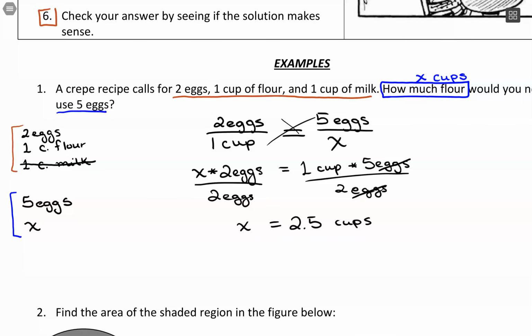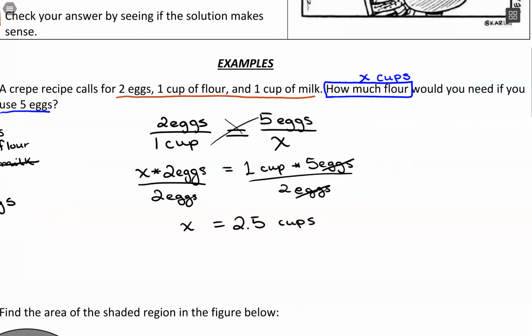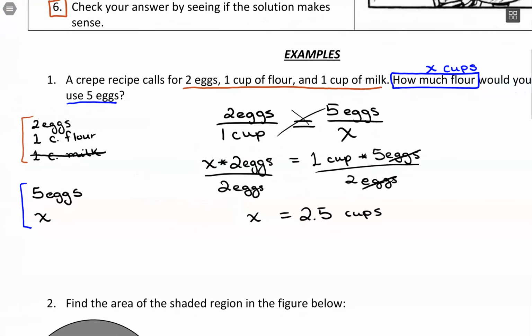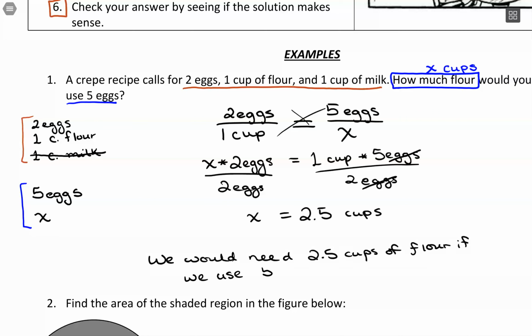So we had the crepe recipe, and we want to answer the question, how much flour would you need if you use 5 eggs? We would need 2.5 cups of flour if we use 5 eggs. And that would be our final answer. Everything would fit together.